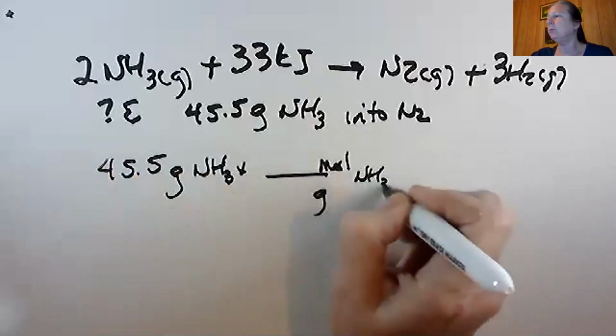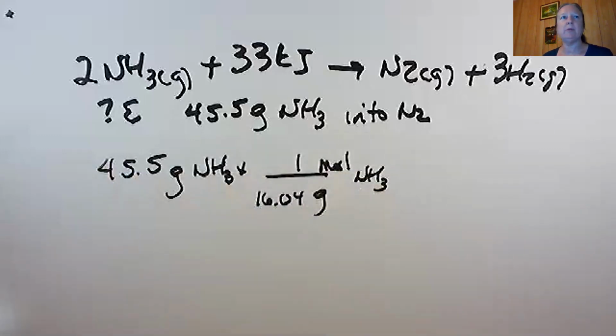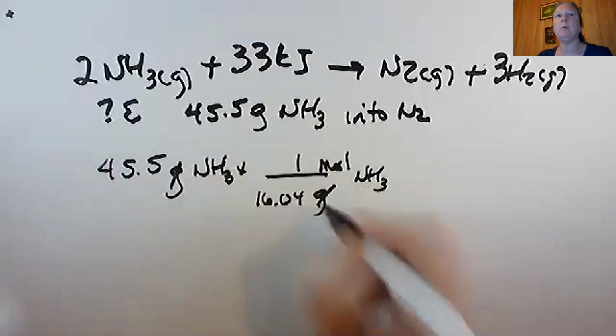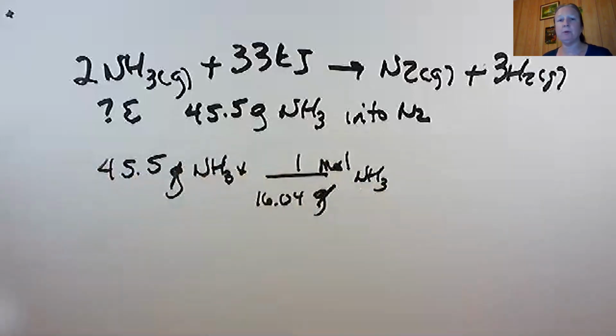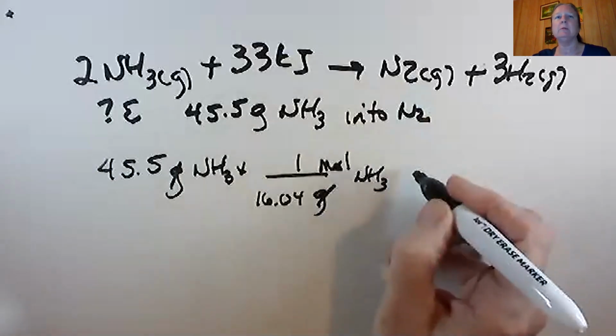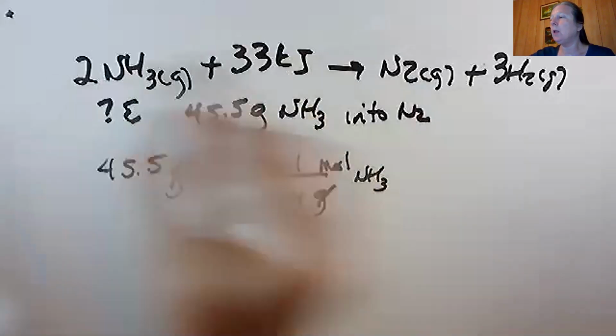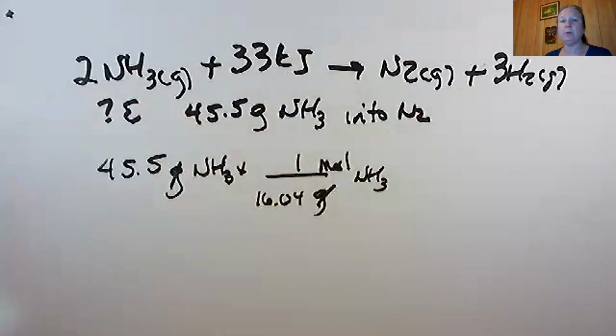So this is NH3, 1 mole for 16.04 grams. So that will cancel that. Now we'll have moles. Okay, now I have moles of ammonia. Cool, we're on the way. What do we want? We want to convert it into nitrogen. Well, that's this reaction. It didn't say a certain amount of nitrogen. It just says, what energy do we need to make this happen? We're going to need 33 kilojoules of energy for every 2 moles of ammonia.